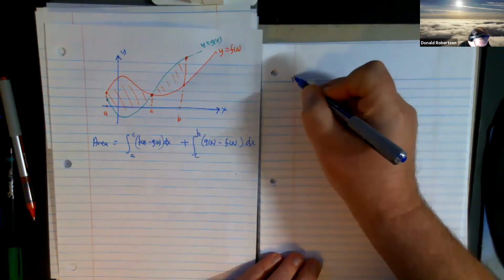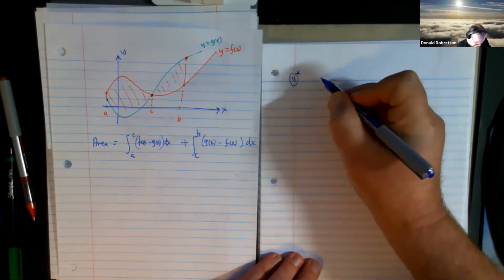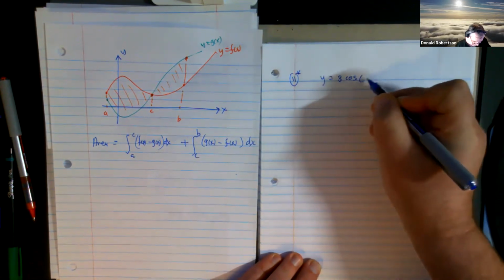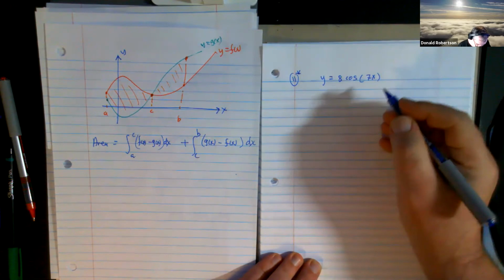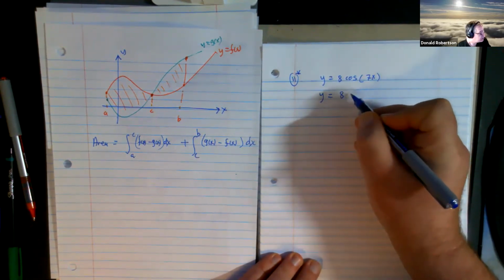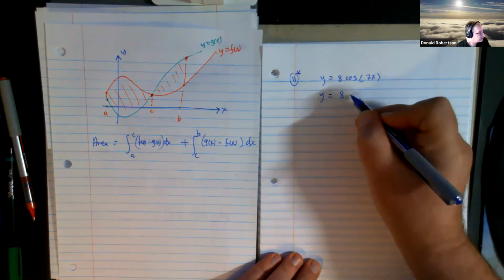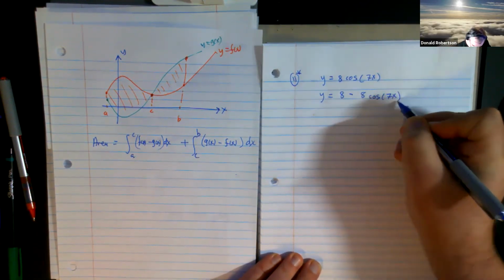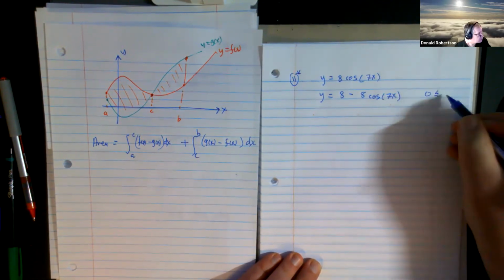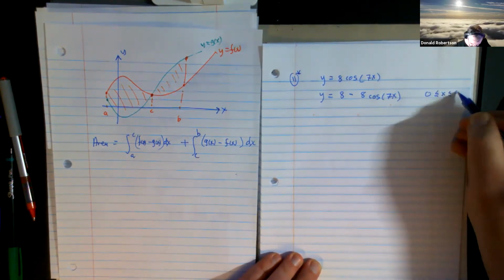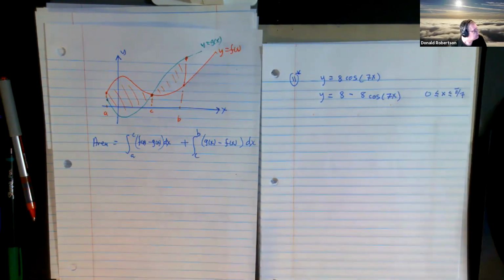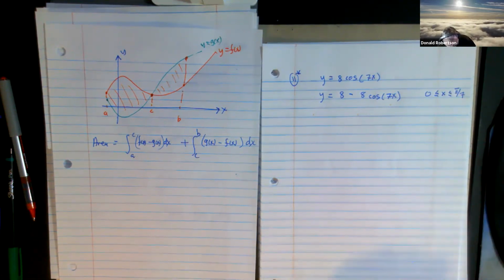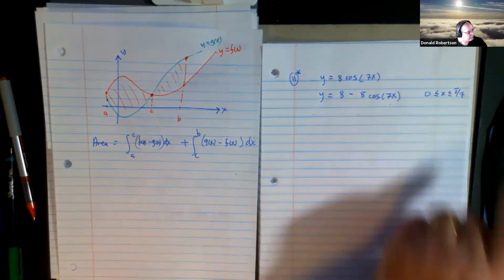So this is question like 11. We have y equals 8 times the cosine of 7x, and we have a y that's 8 take away 8 times the cosine of 7x, and we're being asked to do it from here to here. From 0 to pi upon 7.